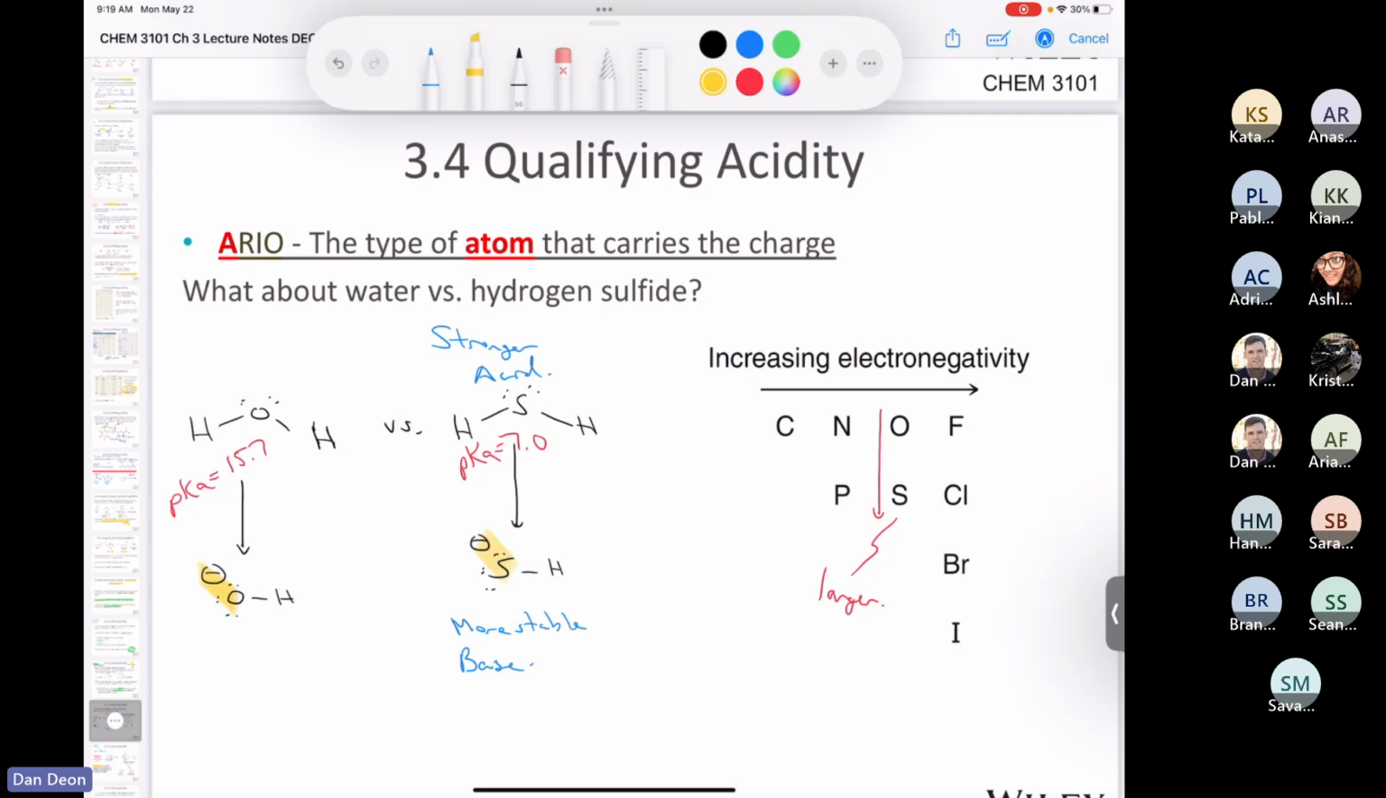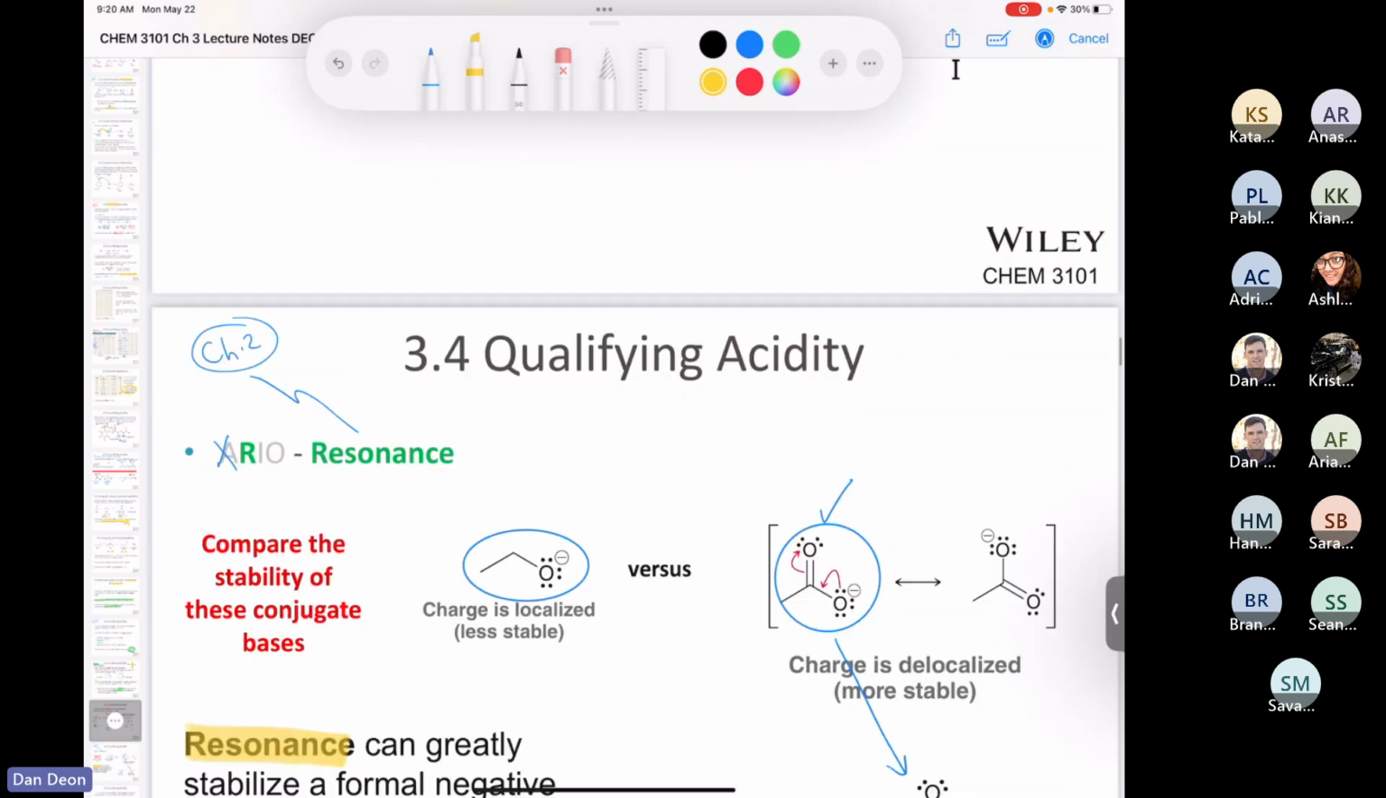So could I ask you a question where you have to have pKa's memorized, the ones from table 3.1? Yeah, but if I'm asking you to use A, or the A in ARIO, I'll either give you two atoms in the same group or in the same period. Cool? All right, well, let's move on from there.